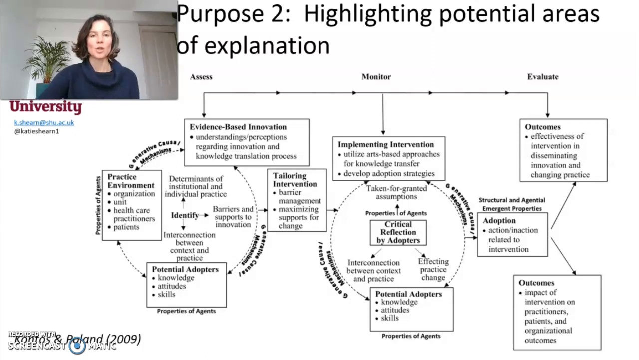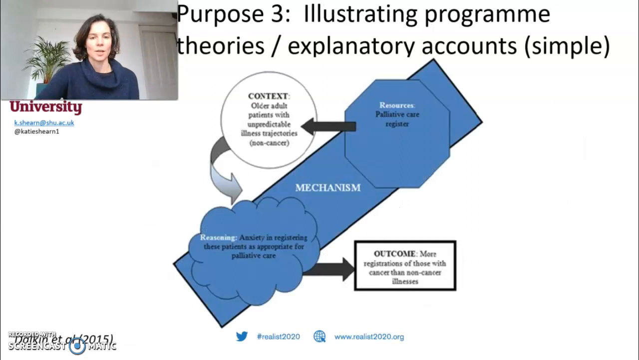But what it doesn't do, nor does it intend to do, is explain the necessary and/or sufficient causes of what knowledge translation is. And next we move on to a model which is probably familiar to many of you, and that's from Dawkins' 2015 paper, which is starting to illustrate programme theories or explanatory accounts.